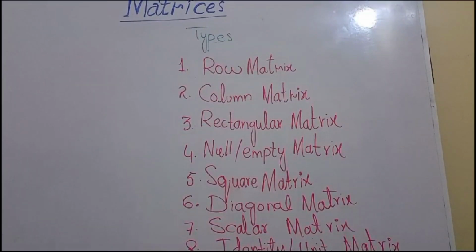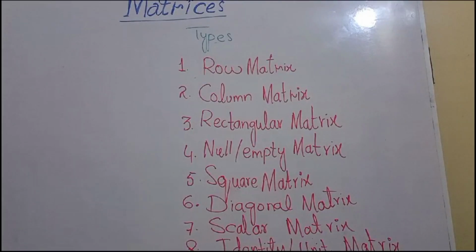So friends, moving toward the types of matrices, we have 8 types of matrices: row matrix, column matrix, rectangular matrix, null or empty matrix, square matrix, diagonal matrix, scalar matrix, and identity matrix. So starting with the row matrix.